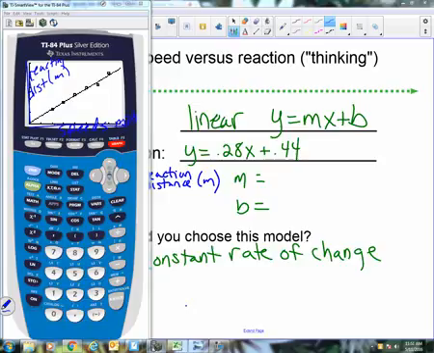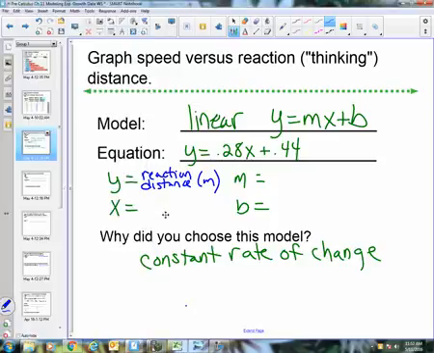So this is speed versus reacting distance. In other words, our reaction distance is a function of, or depends on, our speed. So that means we have a linear relationship happening between those. So the speed in miles per hour.